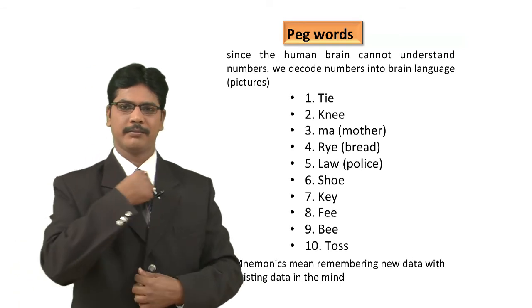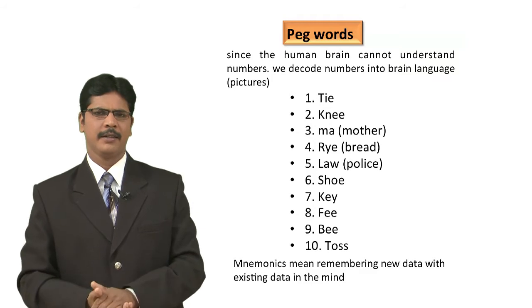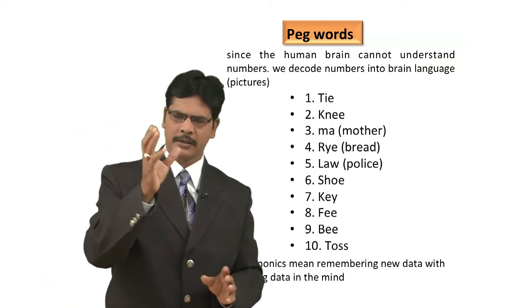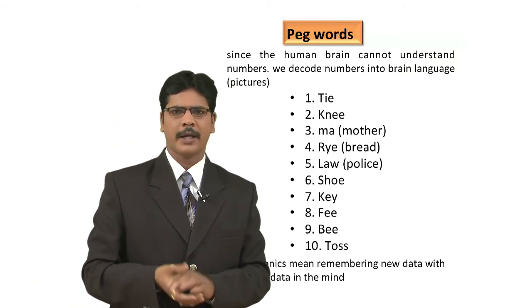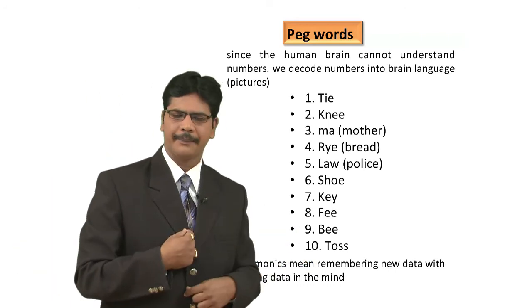See, tie, what we wear, okay? Generally to school, we wear the tie. We have seen the tie. Already in the mind, you have that information about the tie. Tie is a picture, okay? So number 1, we're going to remember as tie.